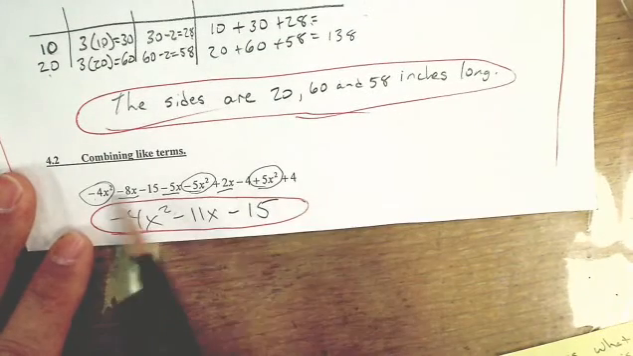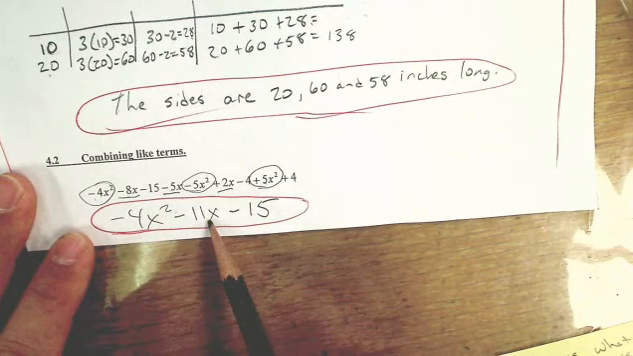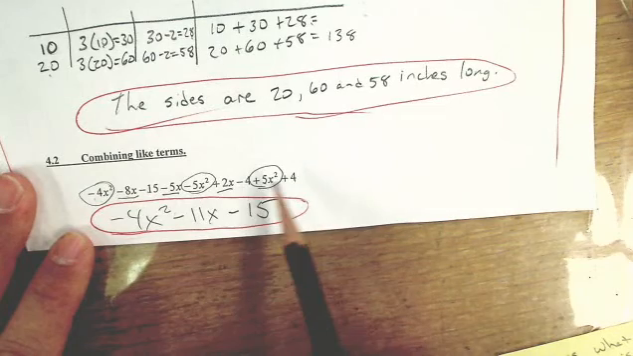Just combine the like terms. All the x squareds add together, all the x's add together, all the ones by themselves add together.